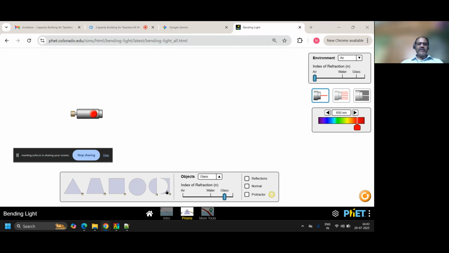I can have a thing like this. Now, just imagine I take a square, a cuboid kind of a thing, and I click here. The light goes straight. I move this, I tilt this. Because the angle of incidence is straight, when it hits straight, it goes straight like this.